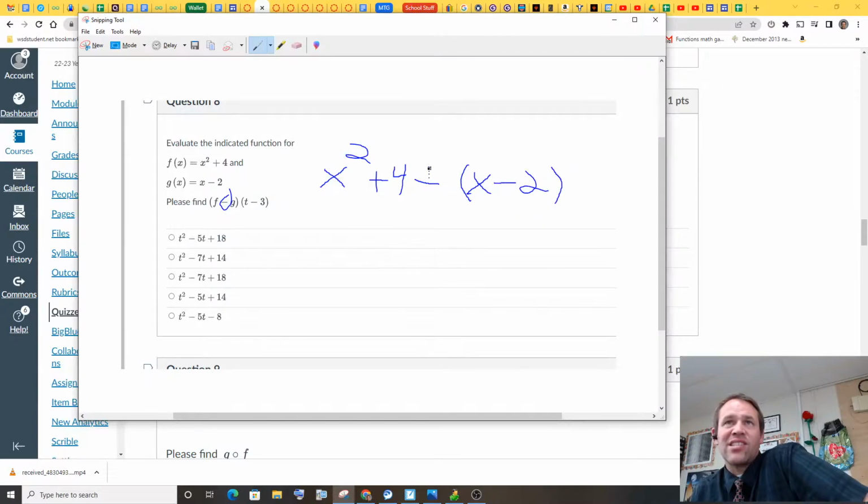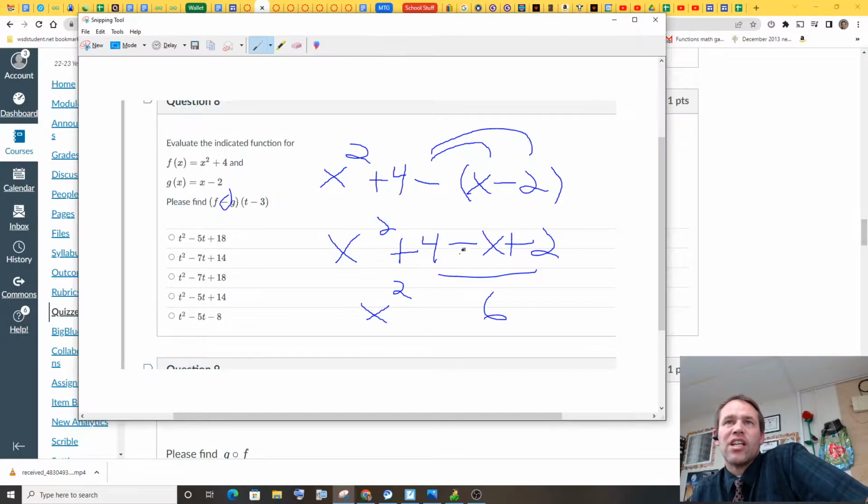Nice, nice, nice. So you're going to have to distribute that negative through. So we get x squared plus 4 minus x and then a plus 2. Oh. Well, the 4 and the 2 can combine together and become a 6. Well, thank you very much. So then we have x squared minus x plus 6.